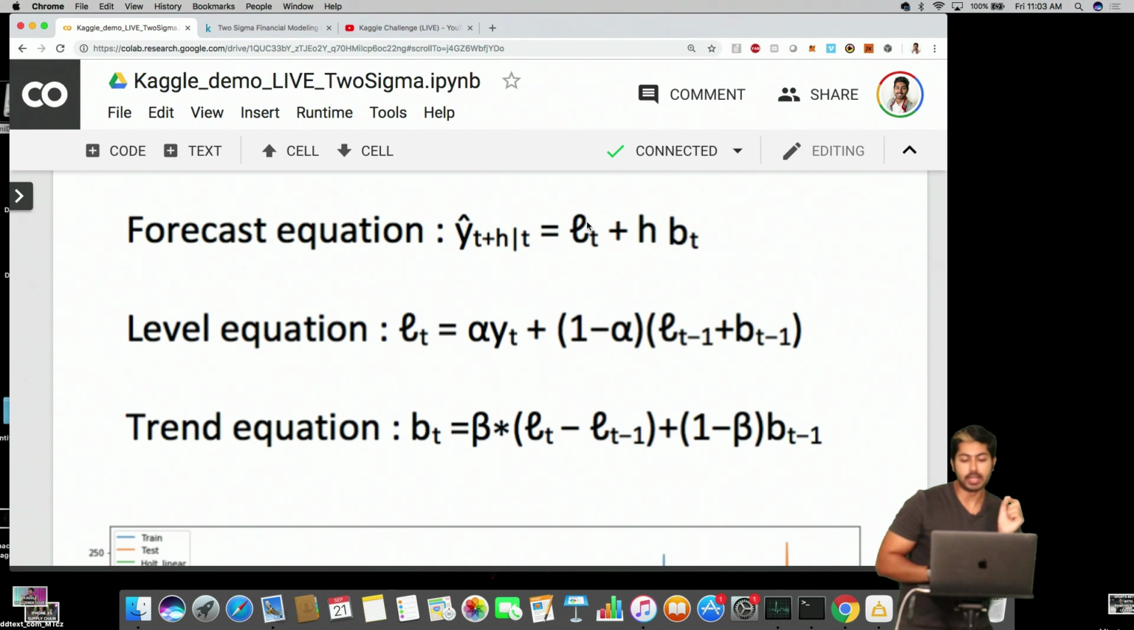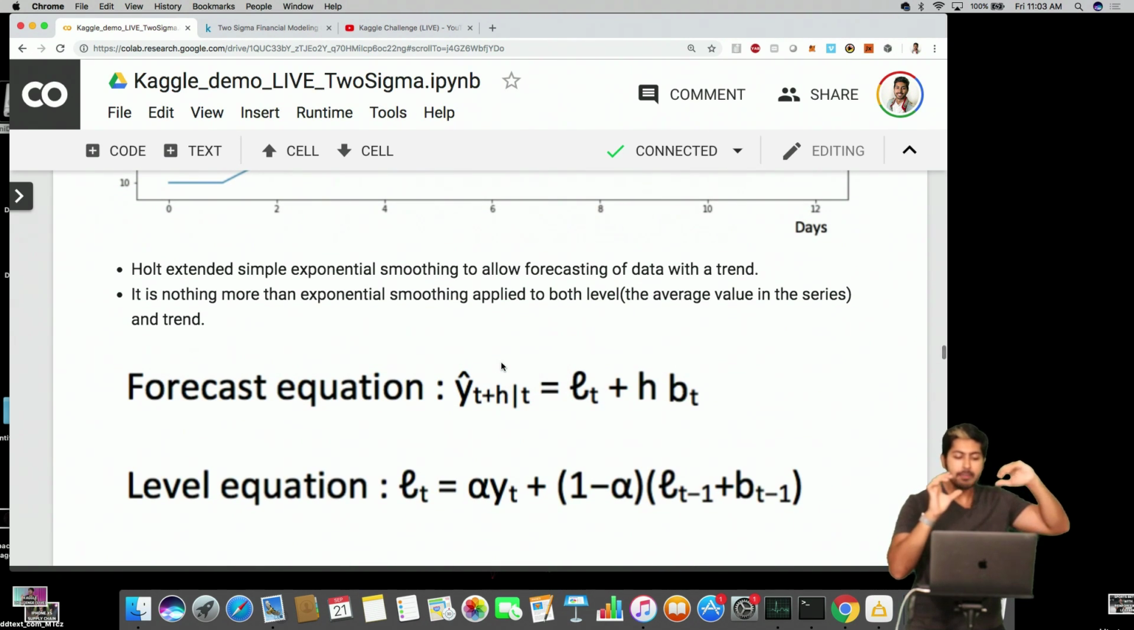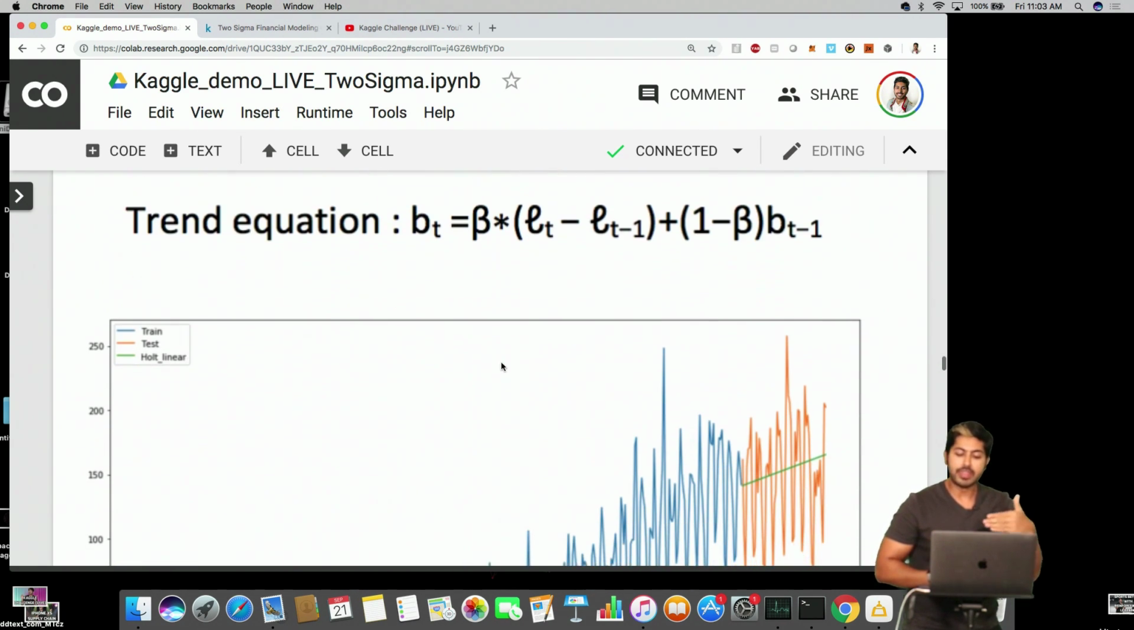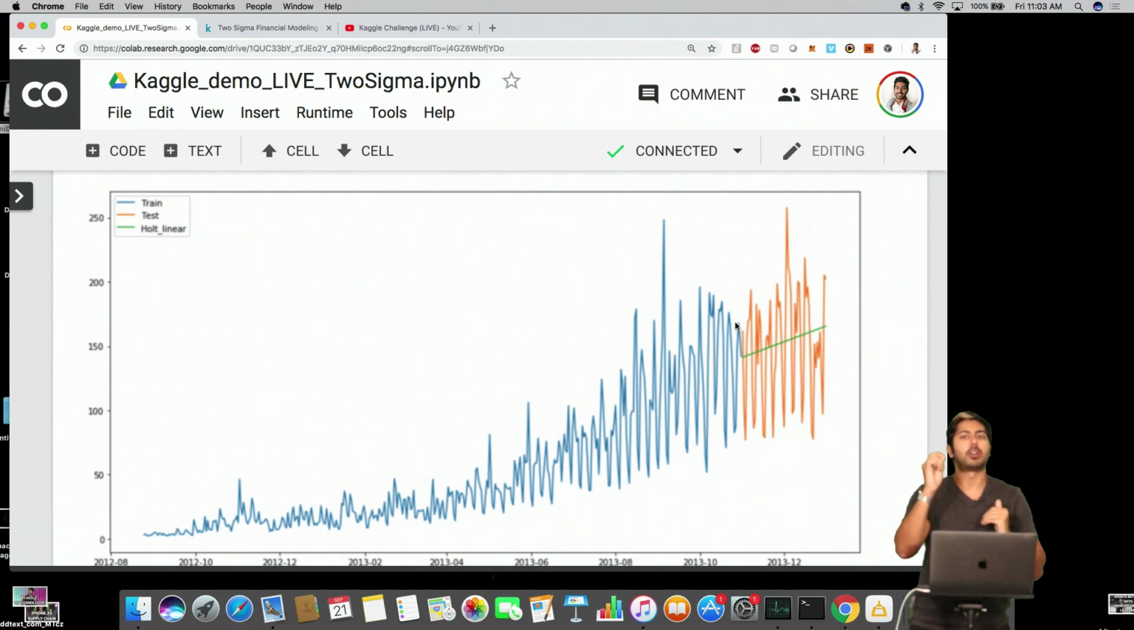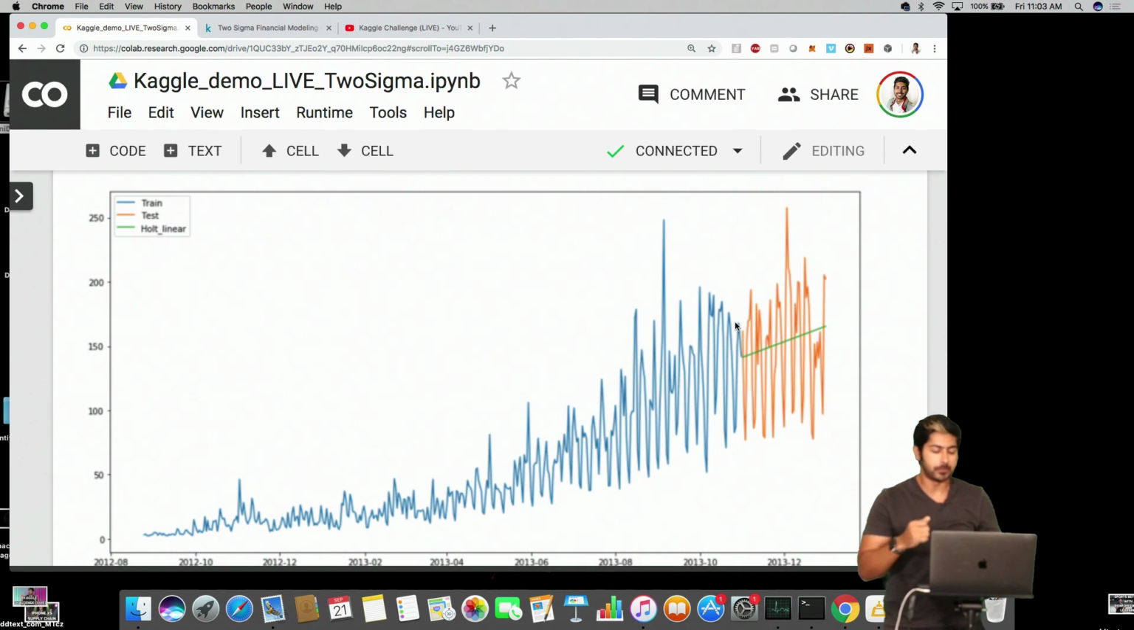So it's L plus hB, where L is the level equation and B is the trend equation. We have two constant factors. We have alpha and we have beta. They're both different and we can tune them accordingly. And the level equation is the same idea of exponential smoothing, but applied to both the level, the average value in the series, and the trend. And if we do that, then notice our graph's forecast is getting much better, okay?